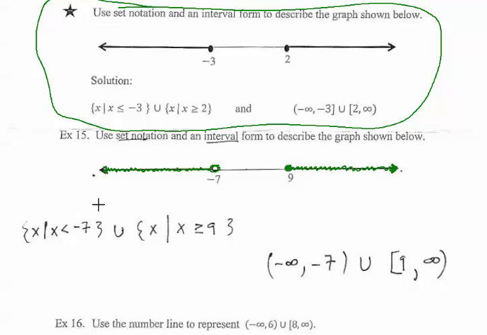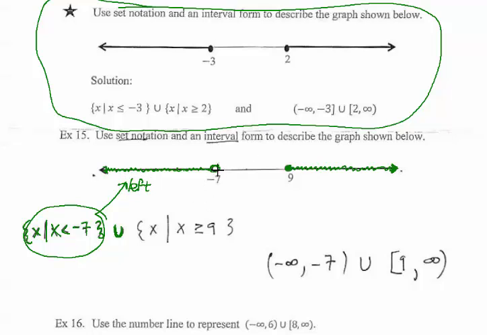Okay. Just like the number line is broken up into two separate shaded parts, we have to express this interval in two separate parts using the union symbol. So the part on the left in set notation would be bracket X, vertical bar, and all of those numbers are less than -7. Okay. So this part represents the part on the left.